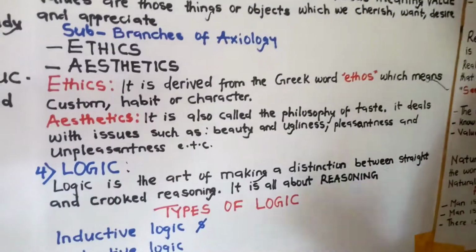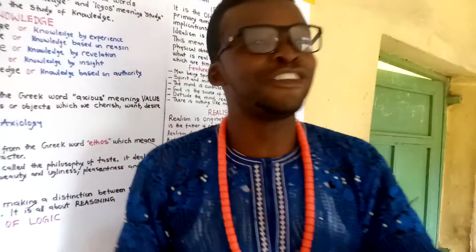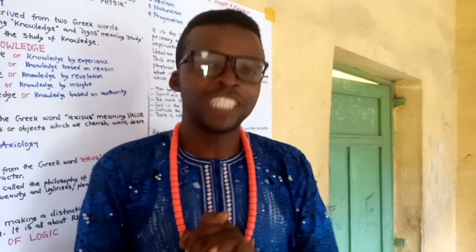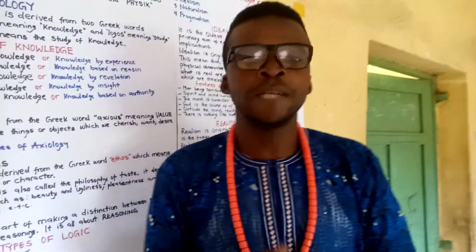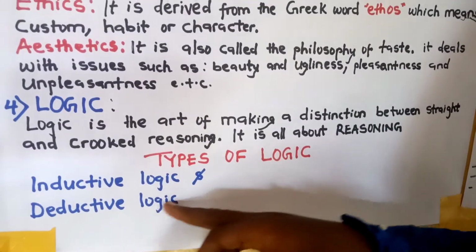Lastly, we talk about logic. What is logic? Logic, simply put, is all about reasoning. Logic helps you to differentiate arguments that are true and false, arguments that are valid and invalid, arguments that are inductive or deductive. There are two types of logic that we shall be discussing today: inductive logic and deductive logic.